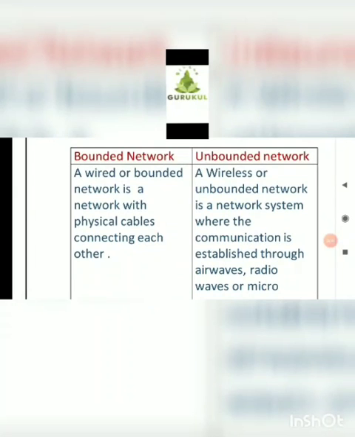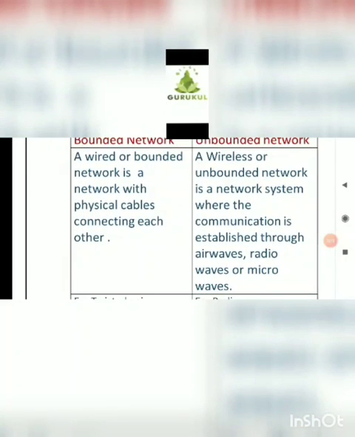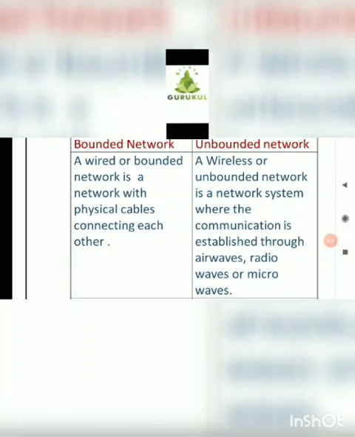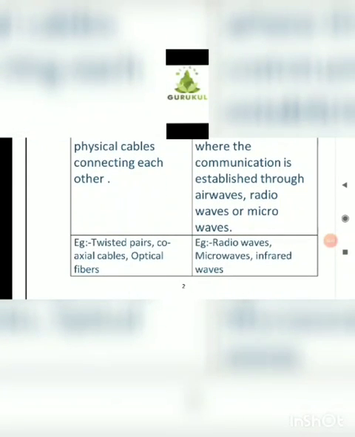Second one, unbounded network. A wireless, unguided or unbounded network system is a network system where communication is established through air waves, radio waves or microwaves. See kids, bounded means where physical wires are used. Unbounded means without wires, without any physical medium, without any cables, the data will be transmitted from one device to another device through the air, meaning radio waves, microwaves, infrared waves. So here no physical wires are used. Examples: radio wave, microwave and infrared wave.